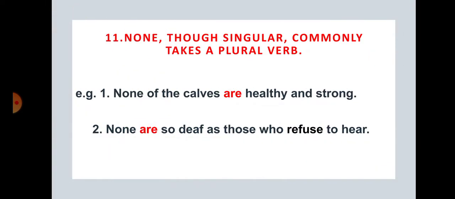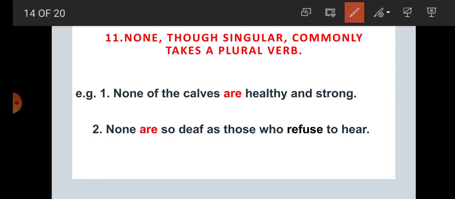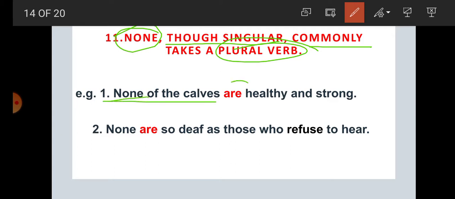Students, rule number 11. None, N-O-N-E, none. Though singular, none commonly takes a plural verb. For example, none of the calves are healthy and strong. So there is none of the calves, that's why here, are. None are so deaf as those who refuse to hear. It starts with none, that's why here, are is the correct one.